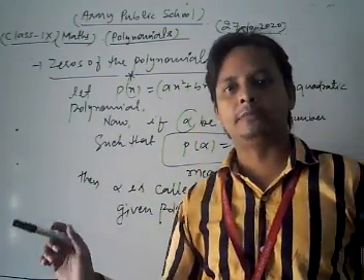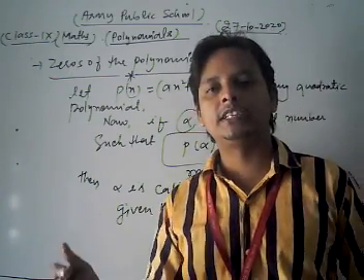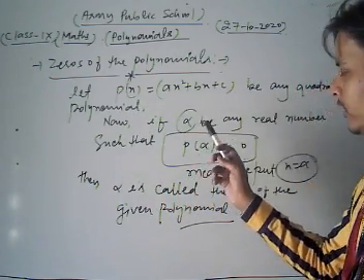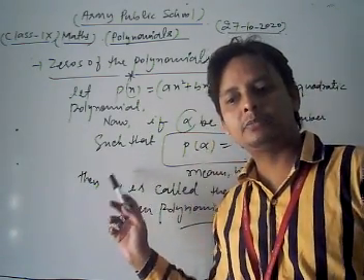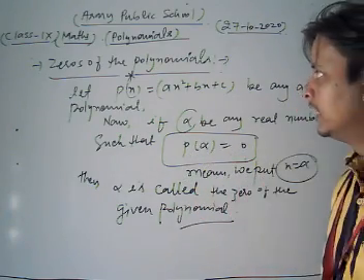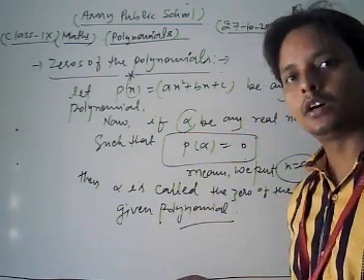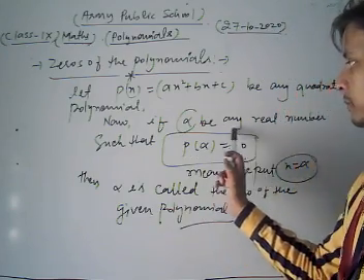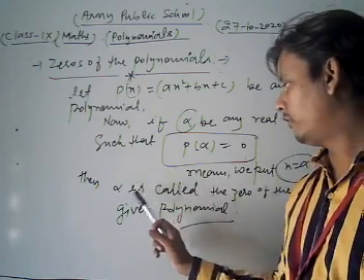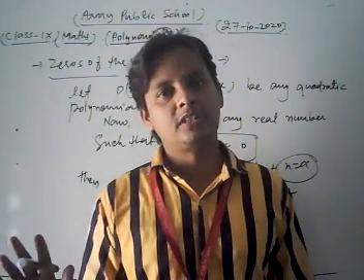Let's see once more. Dear students, first of all let p(x) be any quadratic polynomial, and we take it as ax square plus bx plus c is equal to 0. Now if we take alpha to be any real number such that p of alpha is equal to 0, meaning if we replace x by alpha and get p of alpha equal to 0, then alpha is called the zero of the given polynomial. So this is the concept of zero of the polynomial.